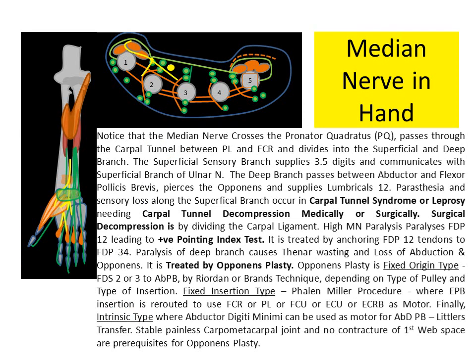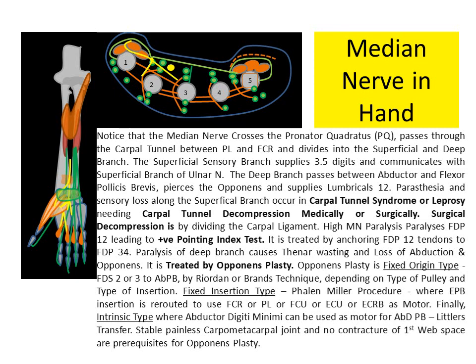Now we see the median nerve in the hand. Notice that the median nerve crosses the pronator quadratus, passes through the carpal tunnel between palmaris longus and flexor carpi radialis and divides into the superficial and deep branch. The superficial branch supplies 3.5 digits and communicates with the superficial branch of the ulnar nerve. The deep branch passes between abductor and flexor pollicis brevis, pierces the opponens and supplies lumbricals 1 and 2.